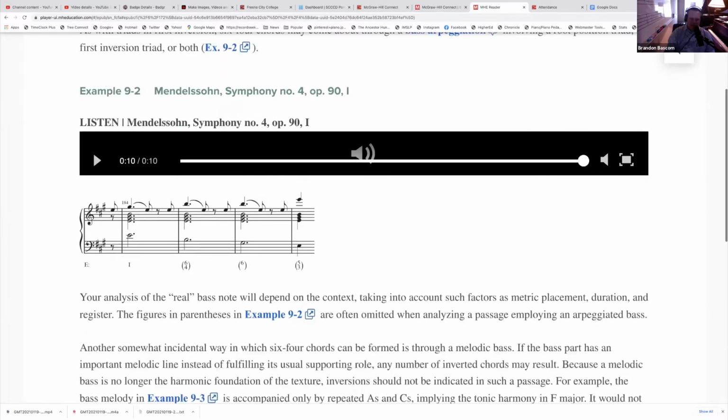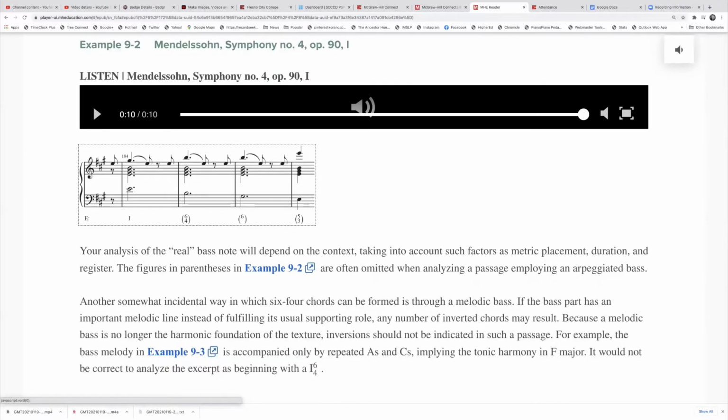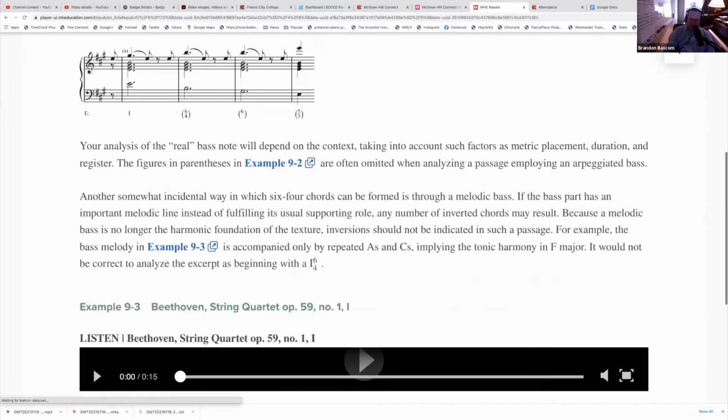Another somewhat incidental way in which 6/4 chords can be formed is through a melodic bass. If the bass part has an important melodic line, instead of fulfilling its usual supporting role, any number of inverted chords may result. Because a melodic bass is no longer the harmonic foundation of the texture, inversion should not be indicated in such a passage.